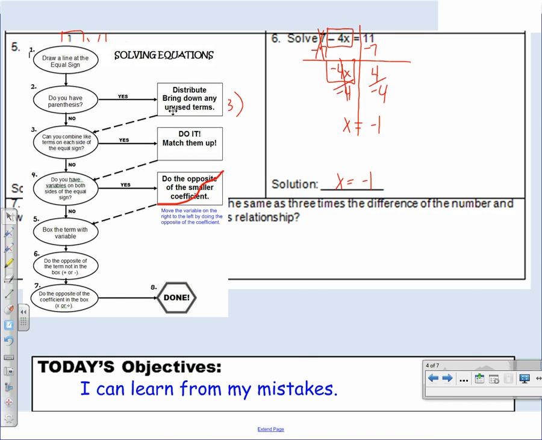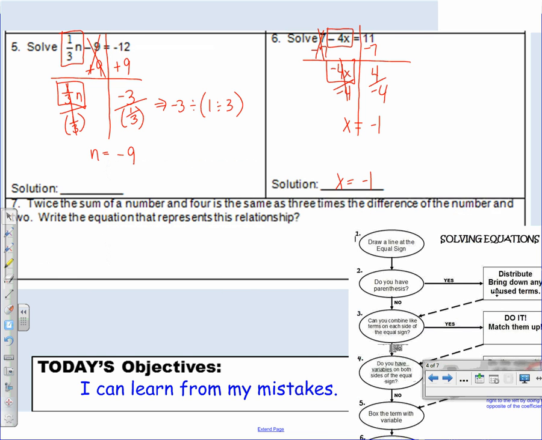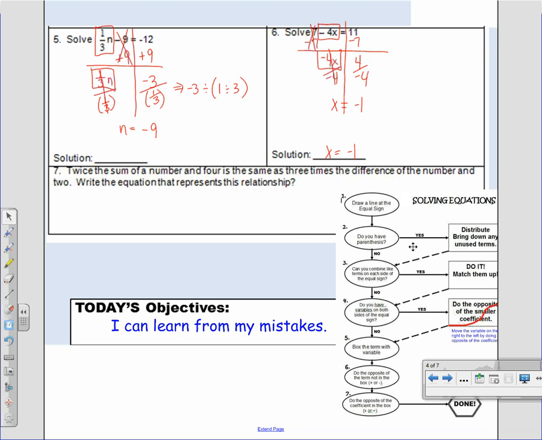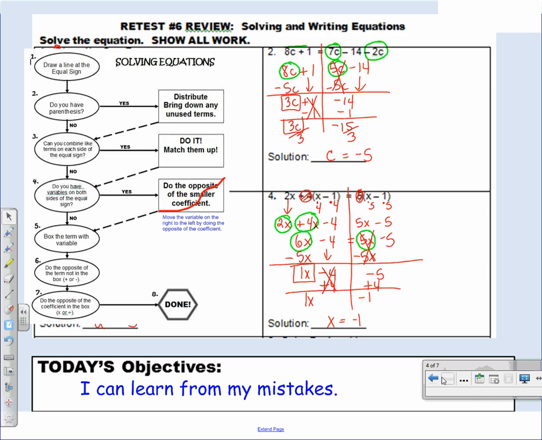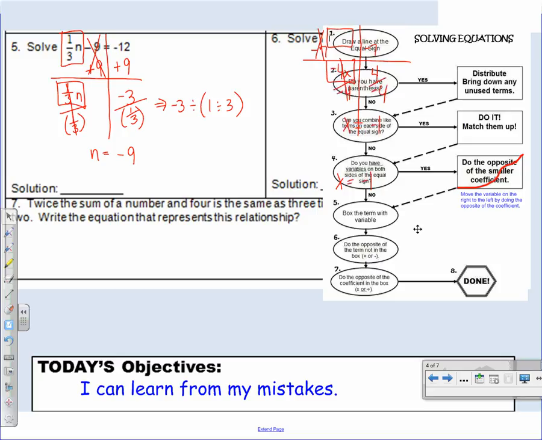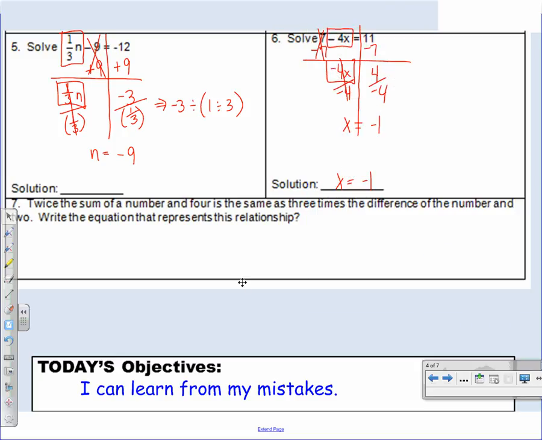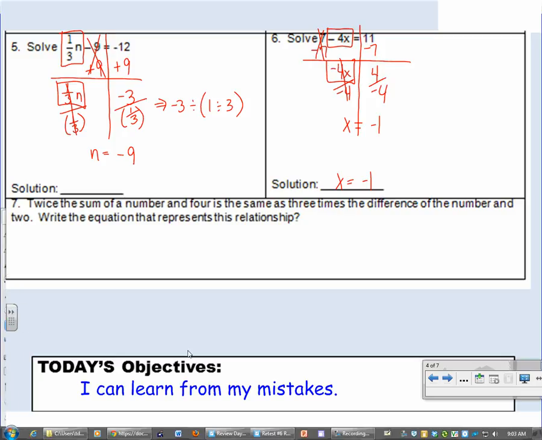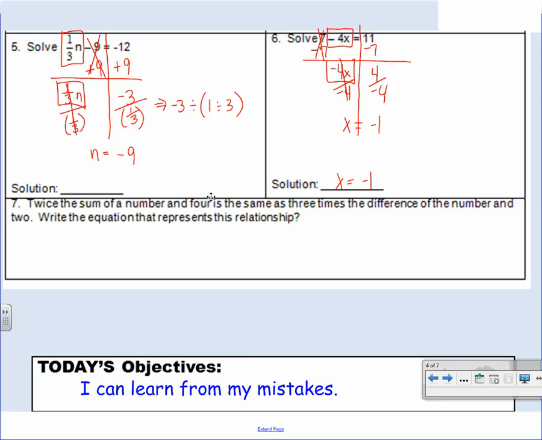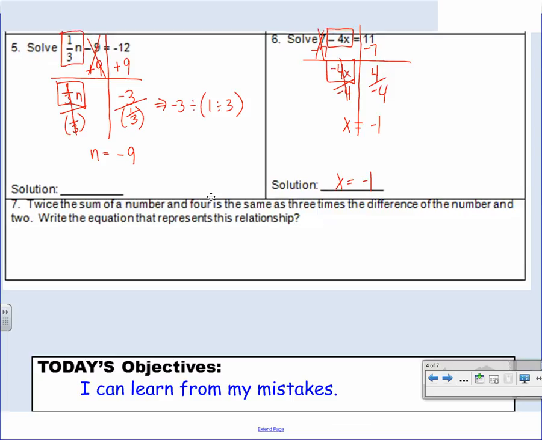Now we're going to practice how we write equations based upon information that's given. Okay, number 7. Twice the sum of a number and 4 is the same as 3 times the difference of the number and 2. We're going to write that equation. First, you start off finding what words represent the equal sign. Is the same as represents your equal. So I know I have an equal there.